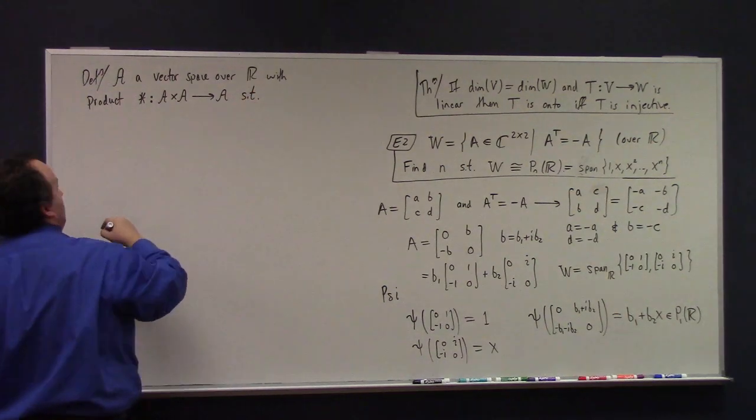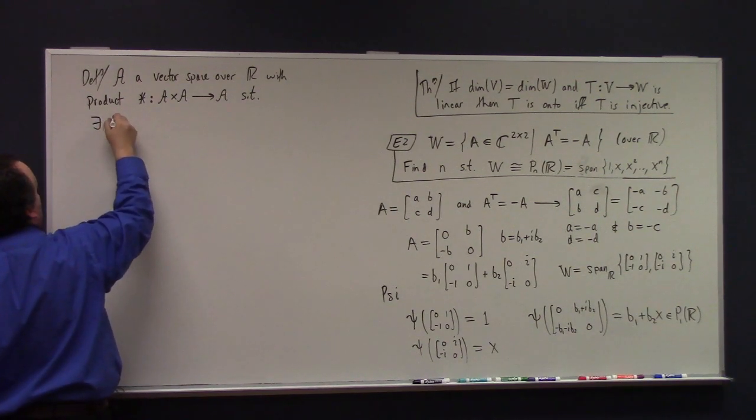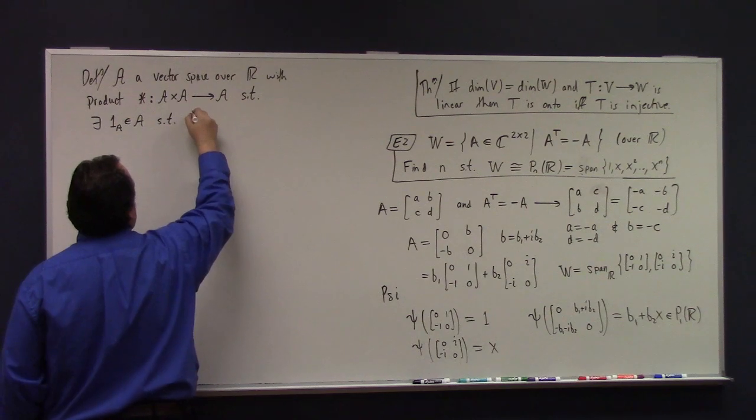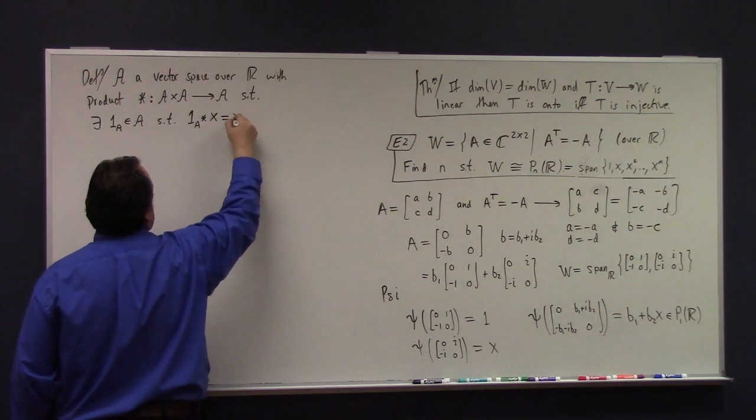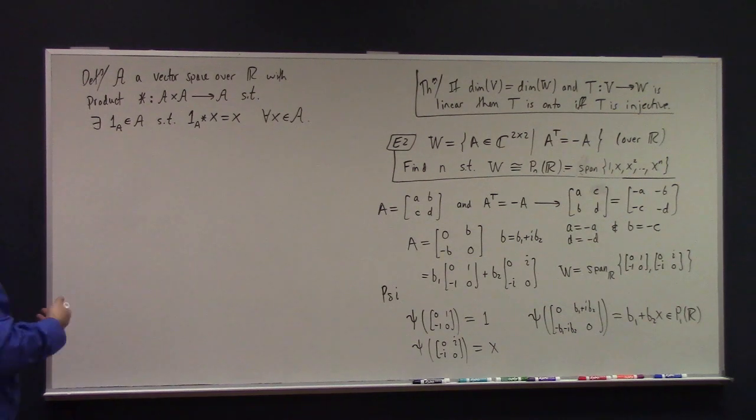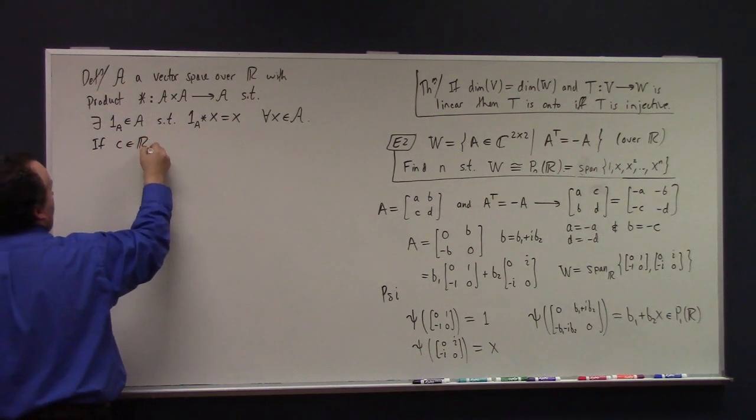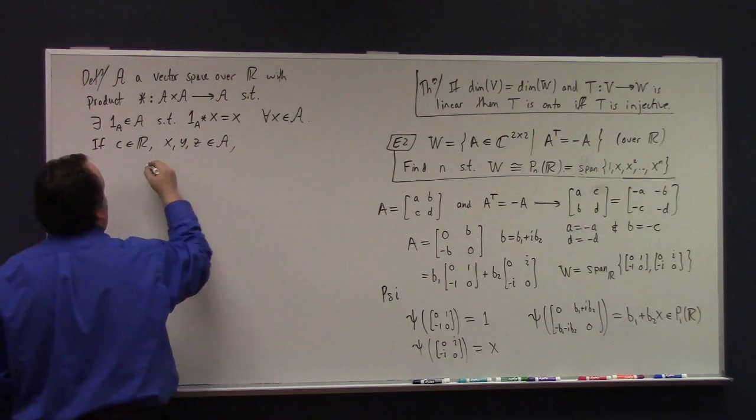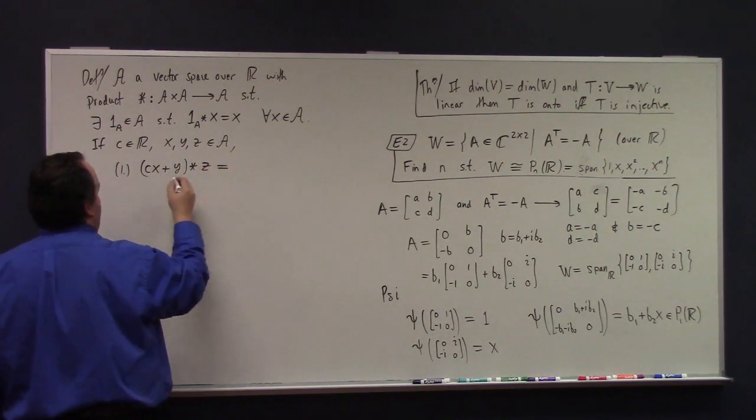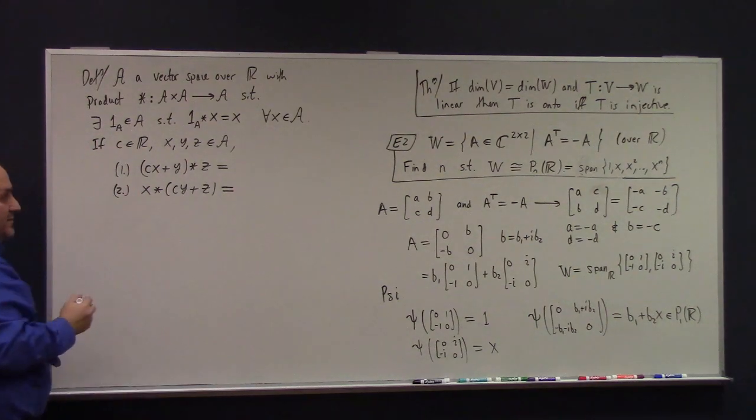such that, so here's the deal. First of all, there exists a 1 in A such that 1 sub A times x is equal to x for all x in A. So there's a unity, something that behaves like the number 1 in the algebra. The other properties of the algebra, I assume, are that if c is a real number, and x, y, z are in the algebra, then number 1, (cx plus y) star z is equal to what you think it would be, and number 2, x star (cy plus z) is equal to what you think it would be. What do you think it would be?